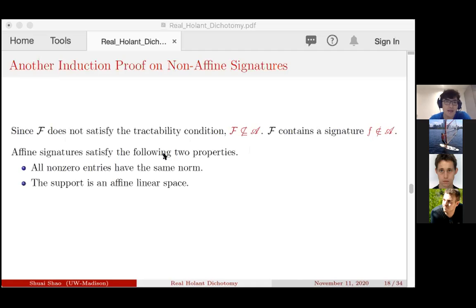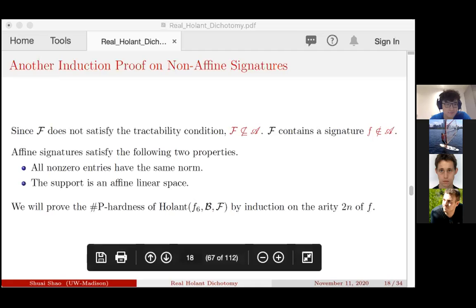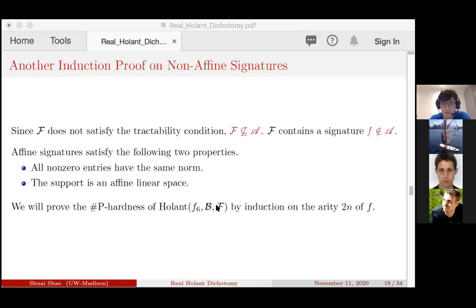Now we give some properties of affine signatures. If a signature is an affine signature, then it satisfies the following property. First, all non-zero entries of this signature have the same norm. Secondly, the support is an affine linear space. We will prove the #P-hardness of the Holant problem specified by the original signature set script F, together with this special signature f sub 6 and the signature set of all binary signatures by induction on the arity of this non-affine signature.